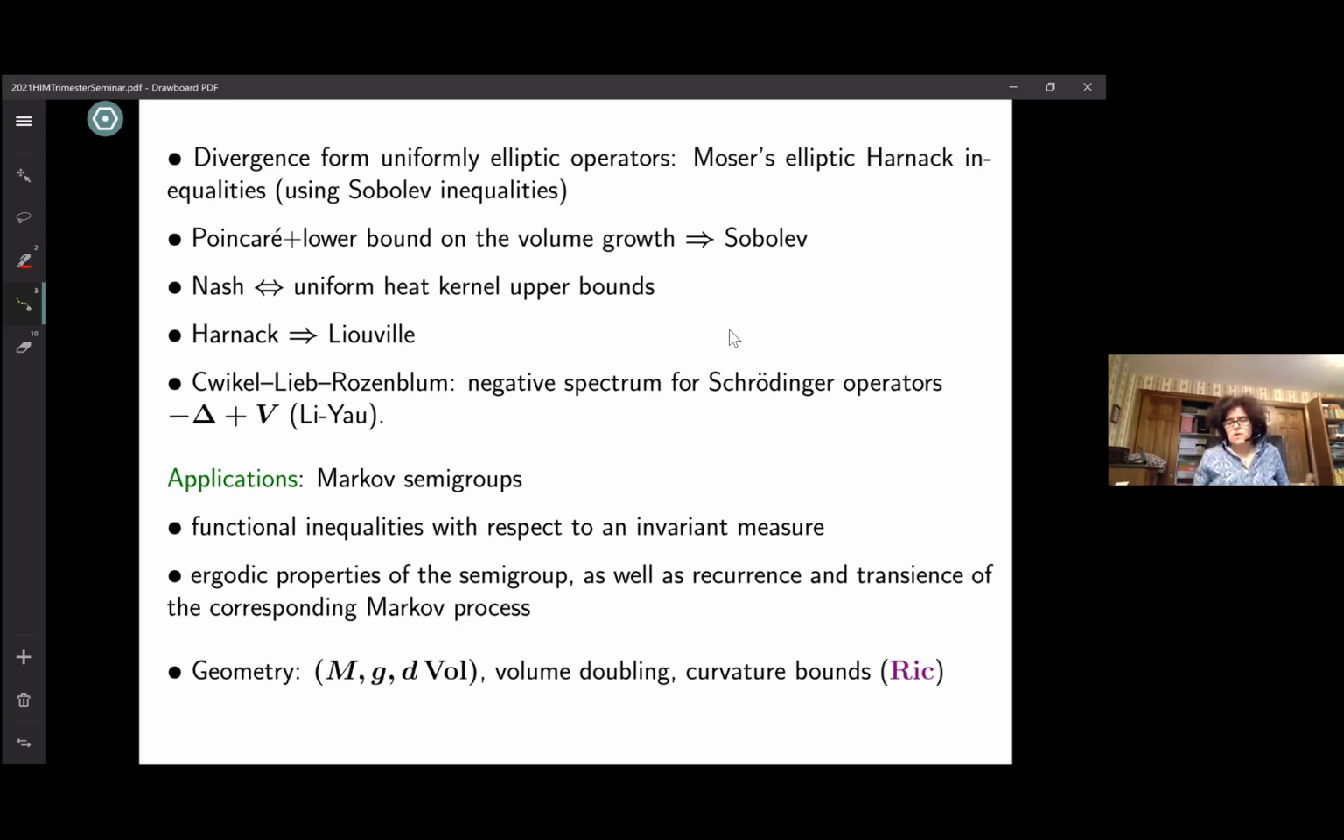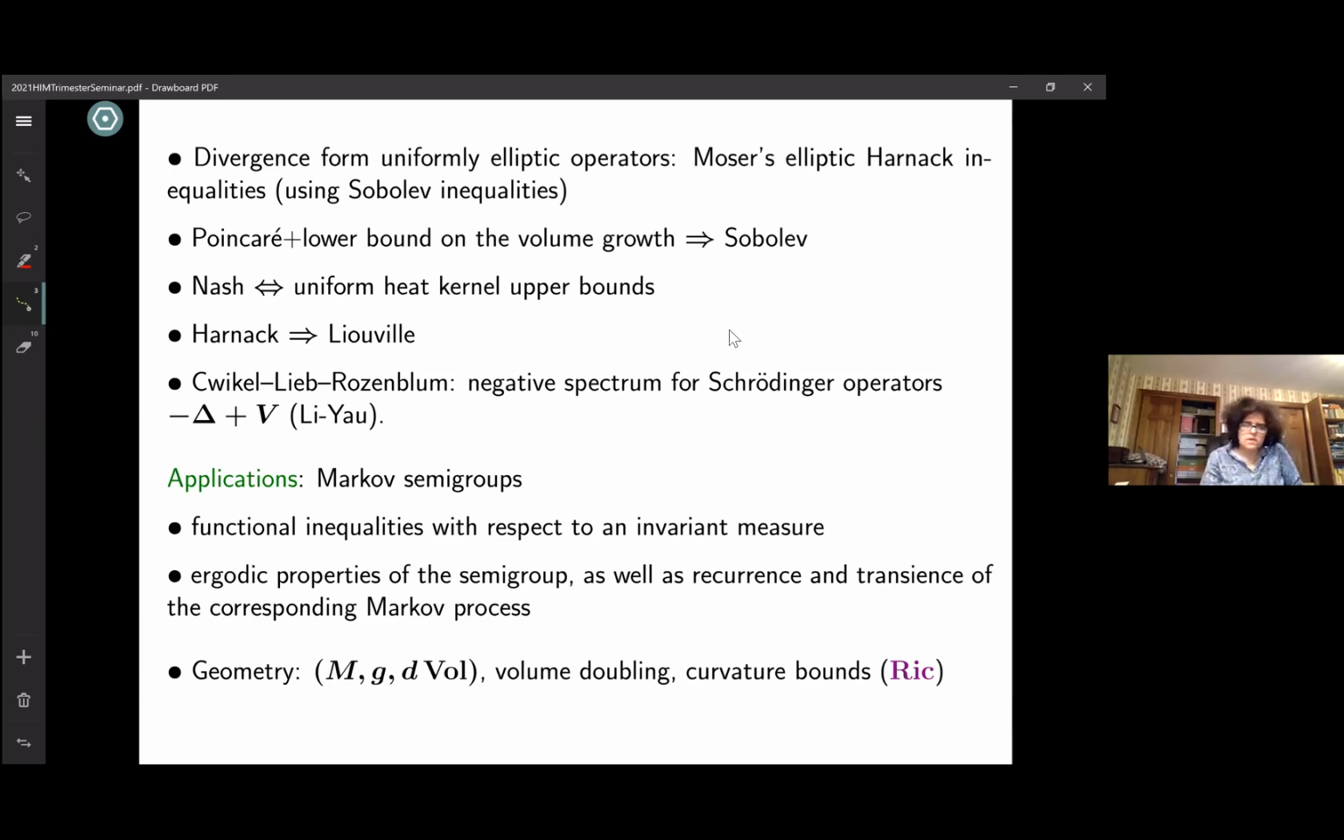So some of the applications, if you move away from manifolds, Riemannian or Subriemannian manifolds, from Euclidean space, the usual application for these methods would be to Markov semigroups.